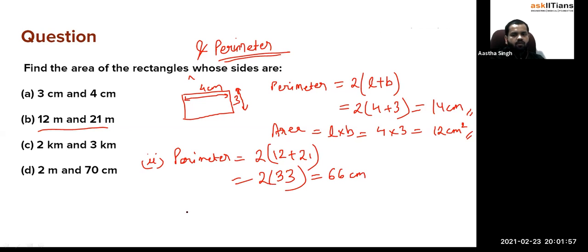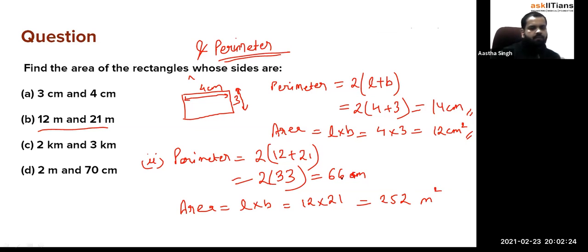And what is the area? L into B. Your L is 12 and your B is 21. It is basically 252 meter square. Sorry, the unit will be meter. Why? Because length and breadth are both in meter. Okay.